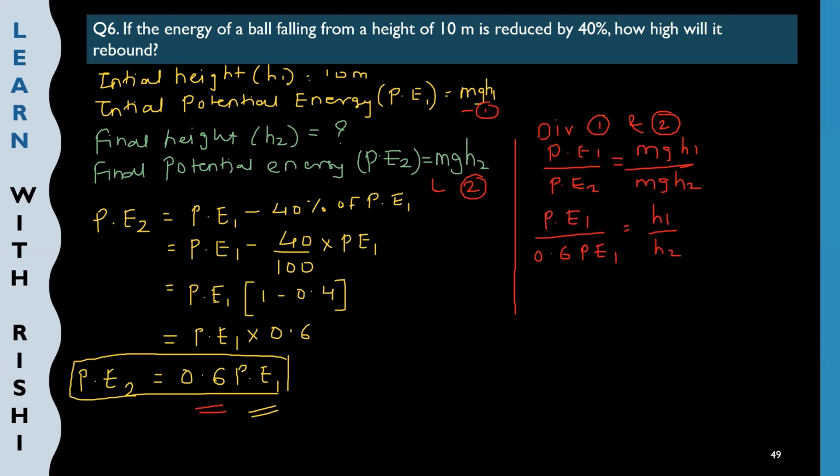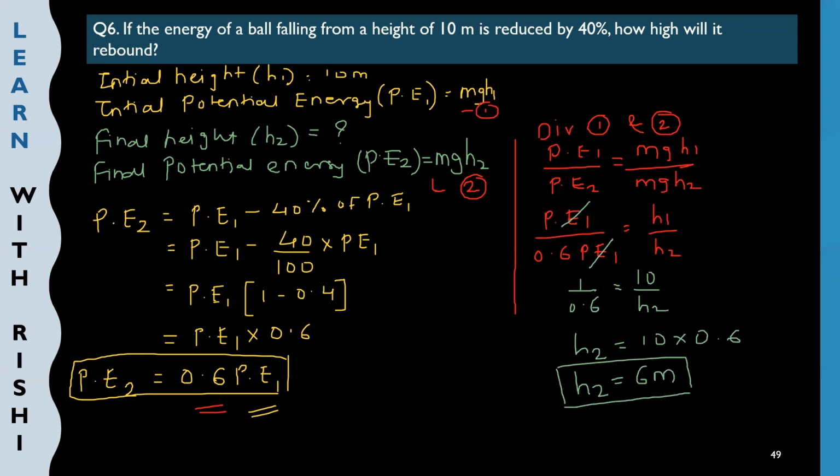So now I can write, potential energy 1 and potential energy 1 will get cancelled. 1 upon 0.6 is equal to h1, which is 10, divided by h2. So finally, h2 is equal to 10 into 0.6. Therefore, h2 is equal to 6 meters. So the ball will rebound to 6 meter height when the potential energy is reduced by 40%. So I hope you understood how we have solved this sum. This is a little bit difficult to understand. So we have to practice this particular sum and this type of sum.